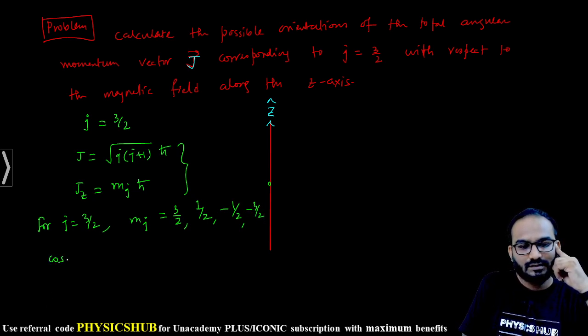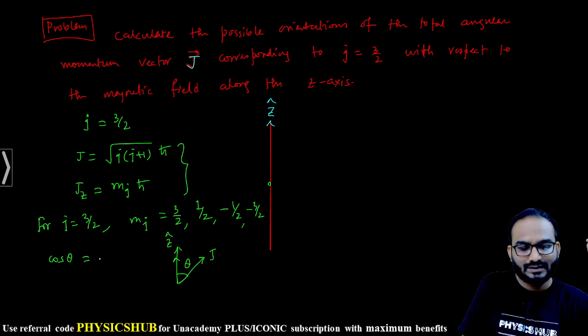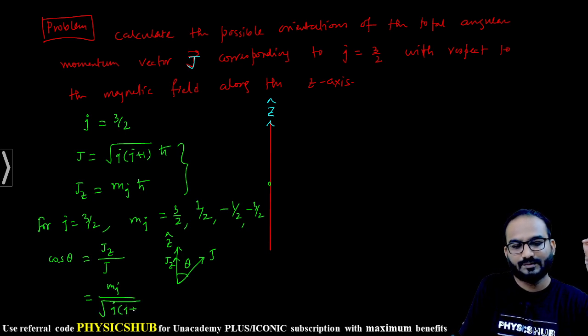So angle cos theta, if you consider it like this, this is J and this is Z direction. So this is basically what JZ is. So what will be the JZ value? Cos theta, from this figure we can write it is like JZ upon J. This is the component JZ and this is the total J. So JZ is equals to MJ H cut and J is equals to this. So this is equals to MJ divided by root over J into J plus 1.